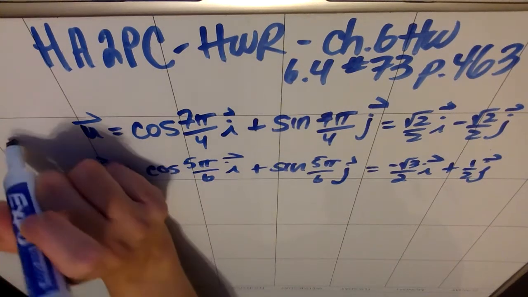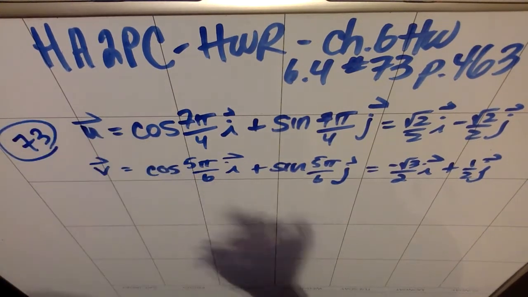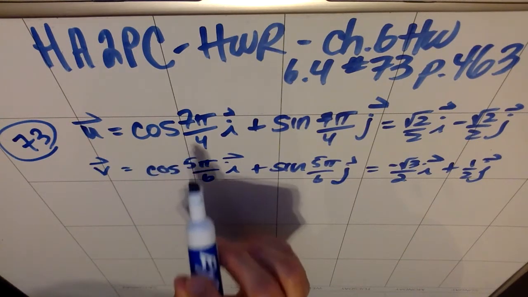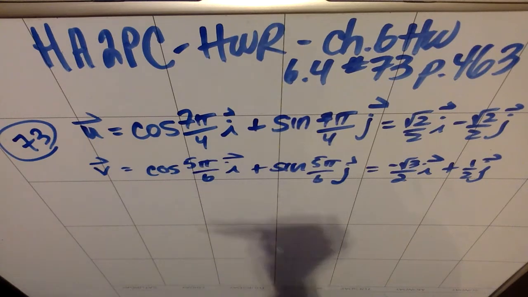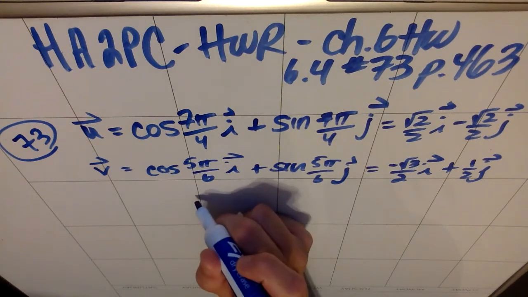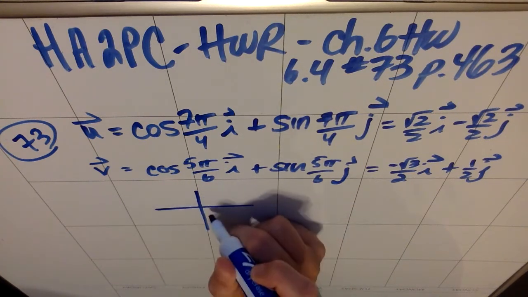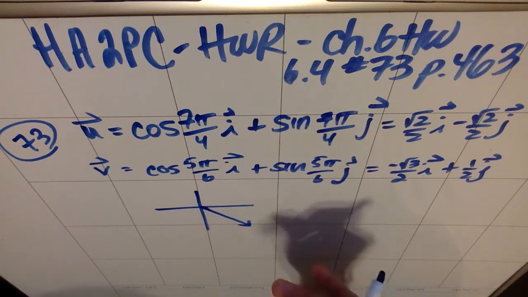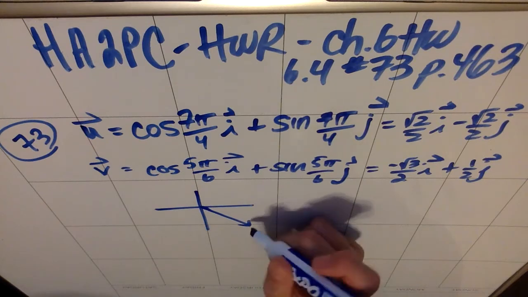What they ask us in number 73 is to find the angle between these two vectors. Well, you know that u is at the angle of 7 pi over 4, and v is at the angle of 5 pi over 6. So if we draw this, 7 pi over 4 is here. It's the 45-degree angle, the pi over 4, in the fourth quadrant. So that's 7 pi over 4.